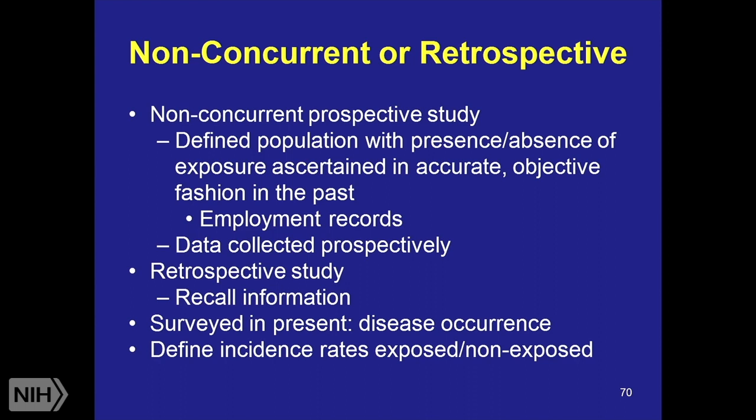If it's kind of retrospective, you need to define the population with the presence or absence of the exposure. And you've got to do that in an accurate, objective fashion. That's where those employment records come in. The data needs to be collected prospectively on the disease, however. Problem with retrospective studies is people are recalling information, and they may have very different recall. So we tried to do this for some herbicide studies. That was a problem. We're like, well, do you really know if you were even exposed? Do you know what you were exposed to, how much exposure you had? It was very hard to try to get accurate information about exposure.